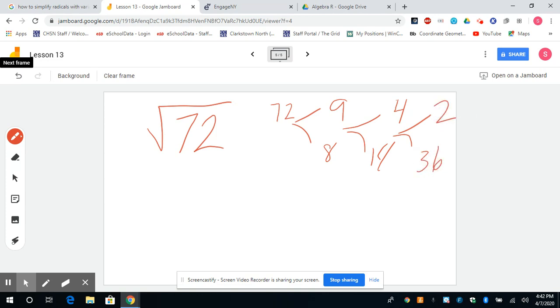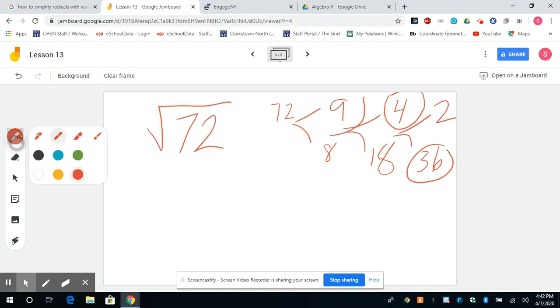Out of these numbers, which one is the biggest perfect square? We have 9, 4, and 36. I want to use the biggest perfect square that makes 72, so I would want to use the pair 36 and 2.